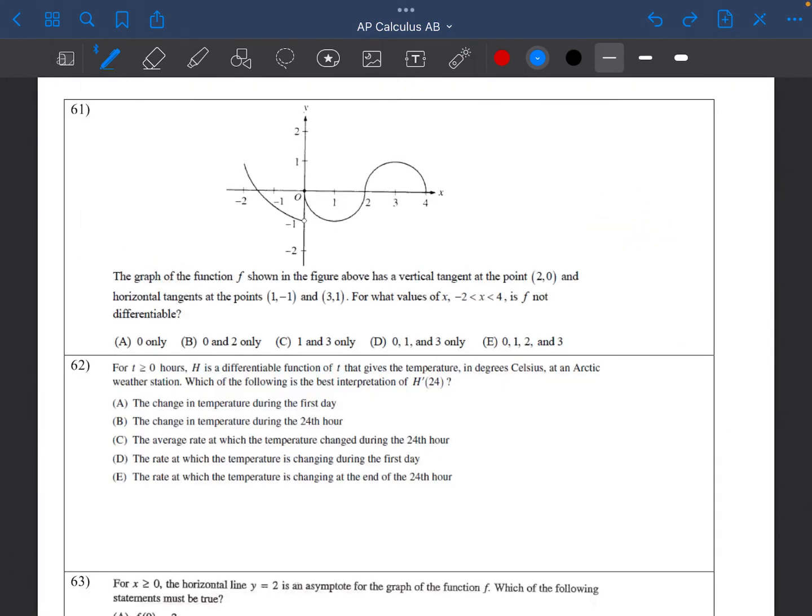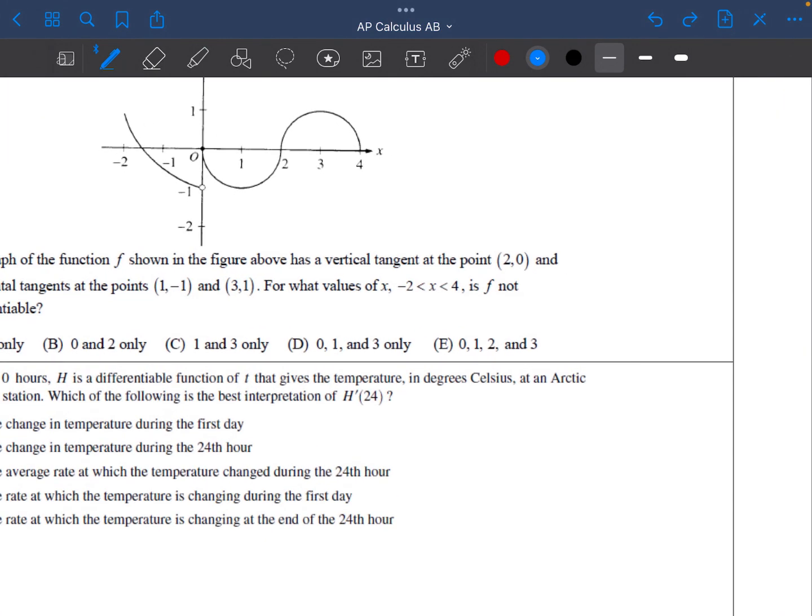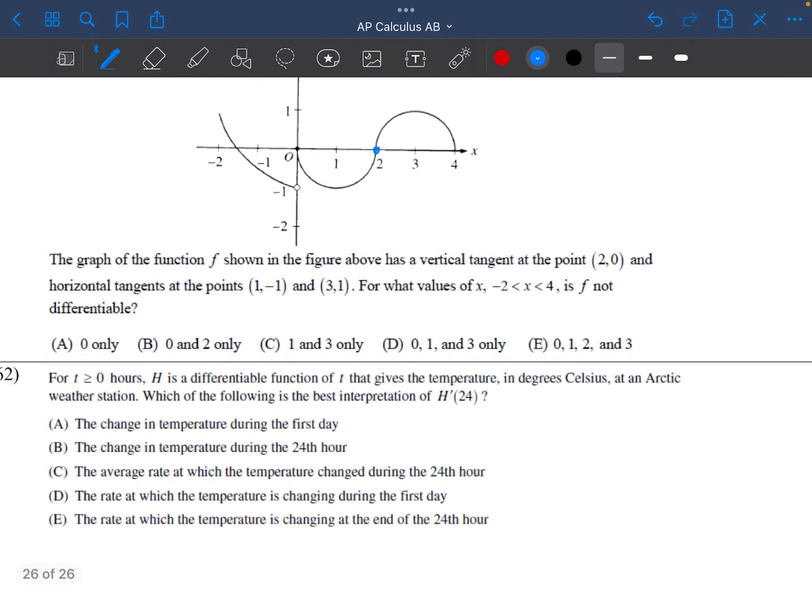Number 61, we're on our last page for the packet. We have a graph, and let's mark all the points it's telling us. So at 2, 0, what's going on there? We have a horizontal tangent. Wait, 2, 0. Oh, sorry, that was a vertical tangent at 2, 0. I can read. That's a vertical tangent, which means the slope looks like that. And then at 1, negative 1, this point, and at 3, 1, this point, we have horizontal tangents.